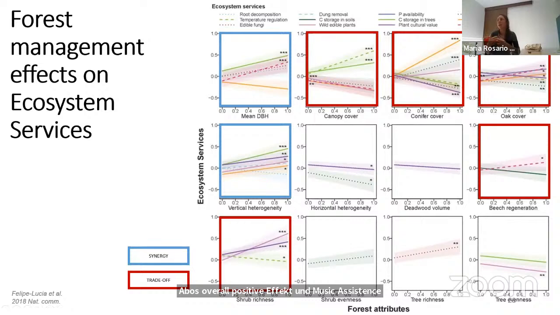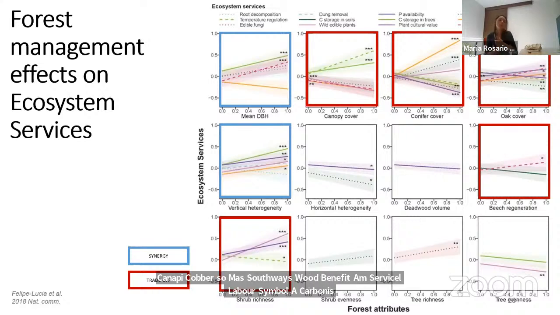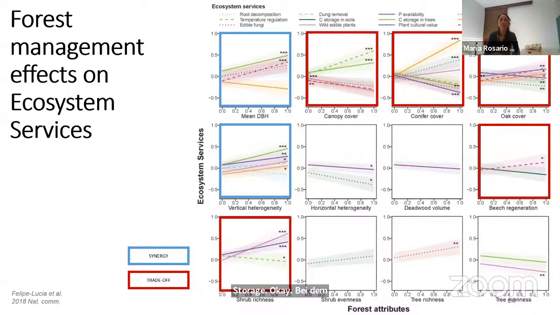However, there are some trade-offs. So for example, having a large canopy cover, so a closed surface, would benefit services like, for example, carbon storage, but it would decrease other more cultural services. For example, the fact of having understory species that you could harvest, blueberries for example. No, you need some open patches for that. So a complete canopy cover would not benefit those cultural services.